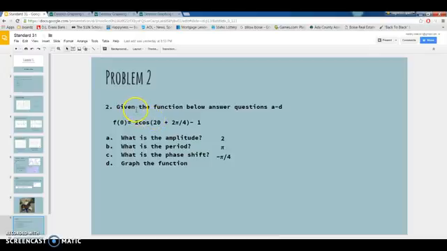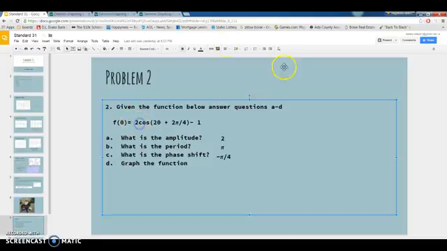So given the function below, answer questions A through D. The first one we need to know is the amplitude, and that's easy because it's the number before the function, so it's 2. And our period is pi. And then what is our phase shift? So we can simplify this in here, and we can get rid of the 2, and it will actually look something like this.